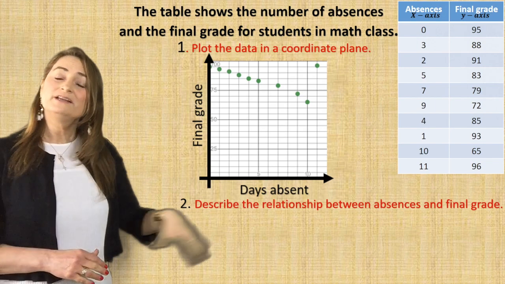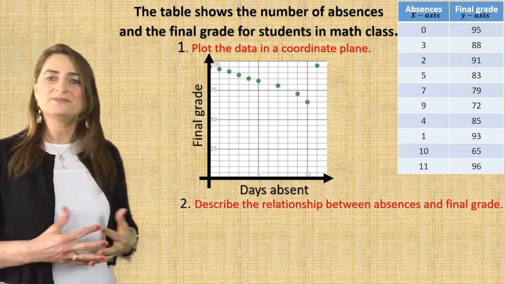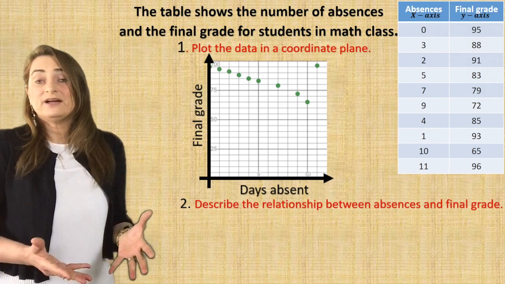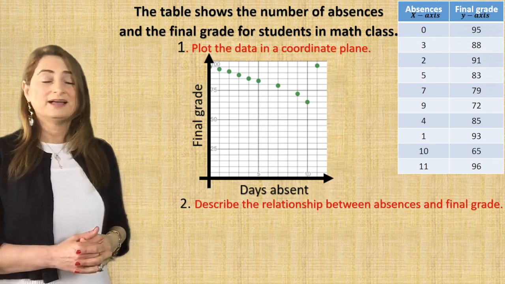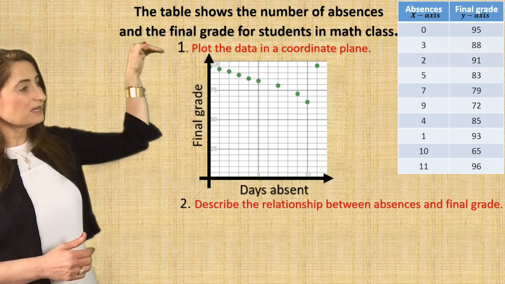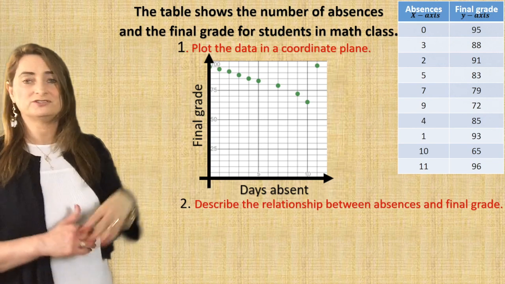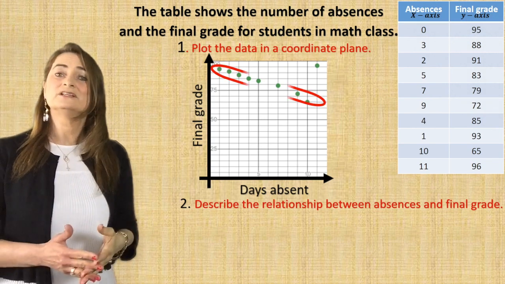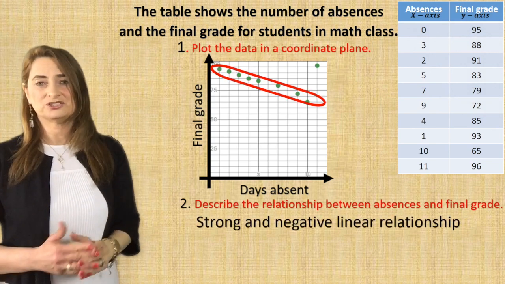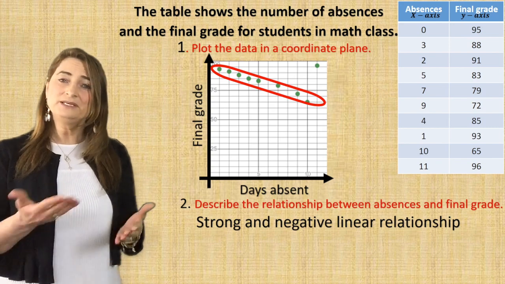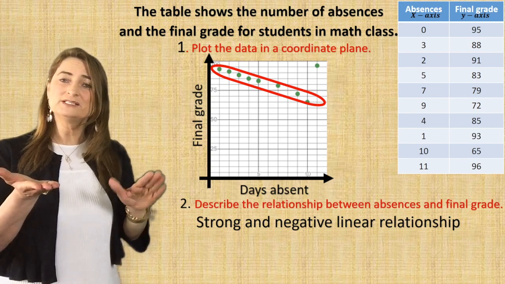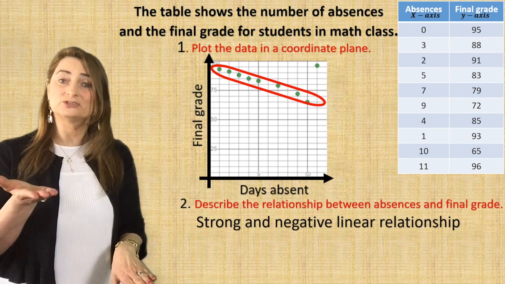Now we need to find if there is a relationship and describe that relationship. So can you find a pattern? Is there a trend? I can see that the dots are going down from left to right, which means that's a negative linear relationship. Since it's negative, that means one value will increase, the other value will decrease.